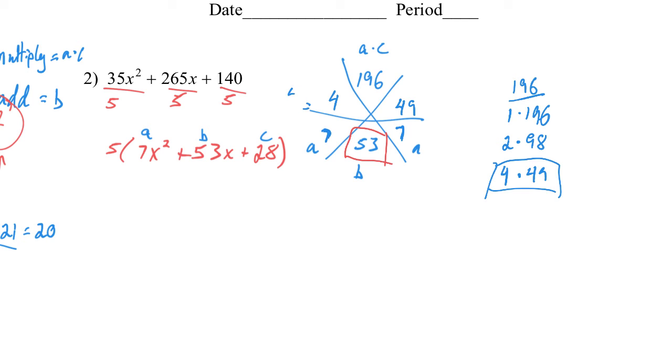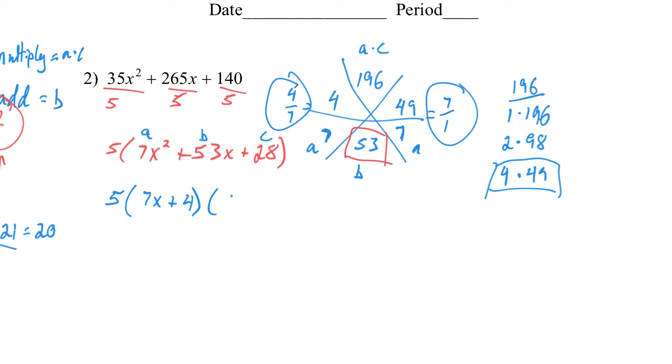But 4 over 7 doesn't reduce. 49 over 7 does. Comes down to 7 over 1. So now the work is done. We just write our answer. Drop the 5. Take a look at your fraction. The bottom number goes first. So 7x plus the top number, 4. And then look at your other fraction, 1x. By the way, you don't need the 1 there. And then plus the top number, 7. So this I could just write as x plus 7, and normally I will. Okay, so there's your answer.